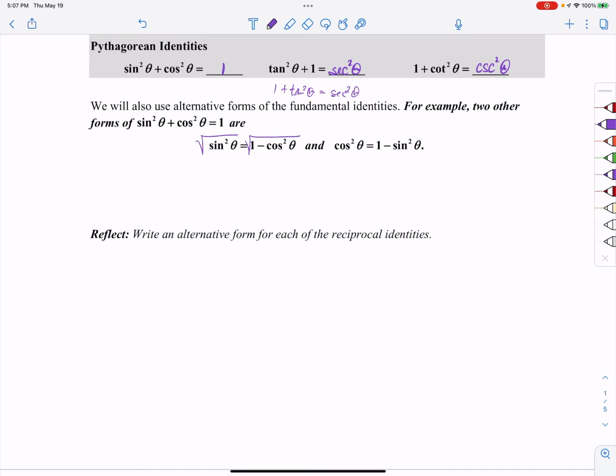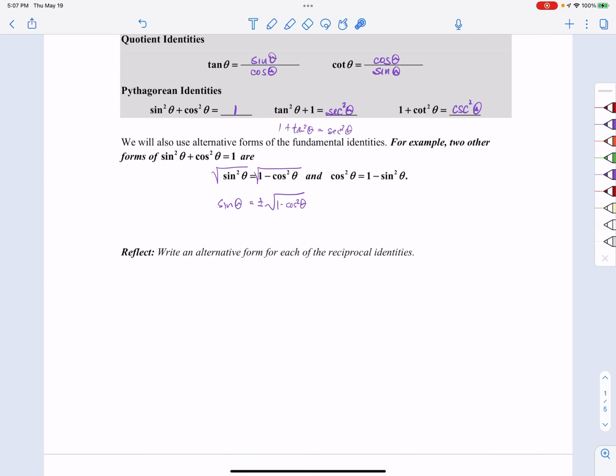Of course, remember, whenever you take the square root of both sides, you have to remember the plus or minus option here. So a plain old sine is going to equal a positive or negative square root of 1 minus cosine squared theta. Now, one mistake that students commonly make is they want to try to take the square root of each little piece, and that's illegal when it comes to adding and subtracting.